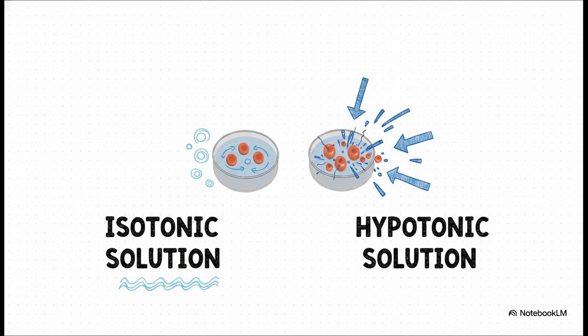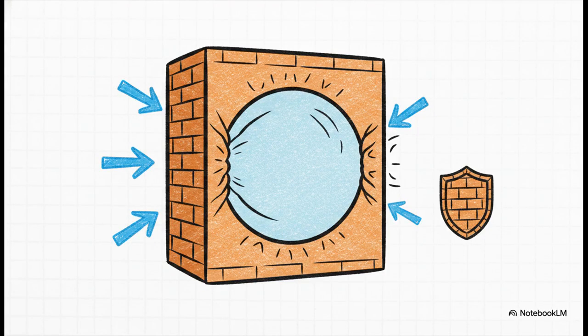On the left, those red blood cells are perfectly happy in an isotonic solution. Nice and balanced. But look at the right side. When you drop them into a hypotonic solution, water just rushes into the cells, blowing them up like little balloons. And get this, if too much water goes in, an animal cell can literally pop. It just bursts. But wait a second, what about plant cells?